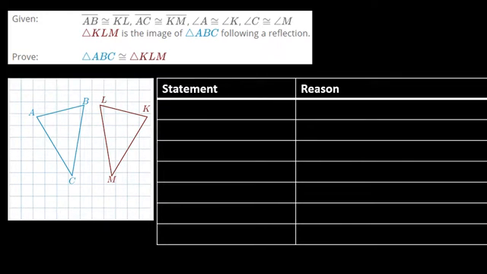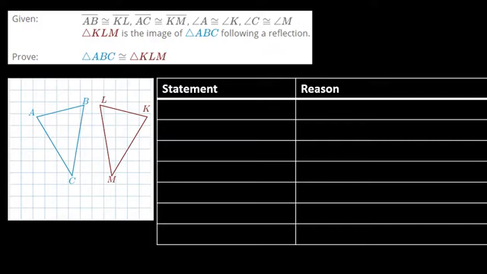Let's talk about Lesson 7, Activity 3, Question 8. In this activity, I am completing a proof, and given that line AB is congruent to KL, that line AC is congruent to KM, that angle A is congruent to K, that angle C is congruent to M, and that triangle KLM is the image of triangle ABC following a reflection, I need to prove that triangle ABC is congruent to KLM. So this is a lot of information to digest at first.